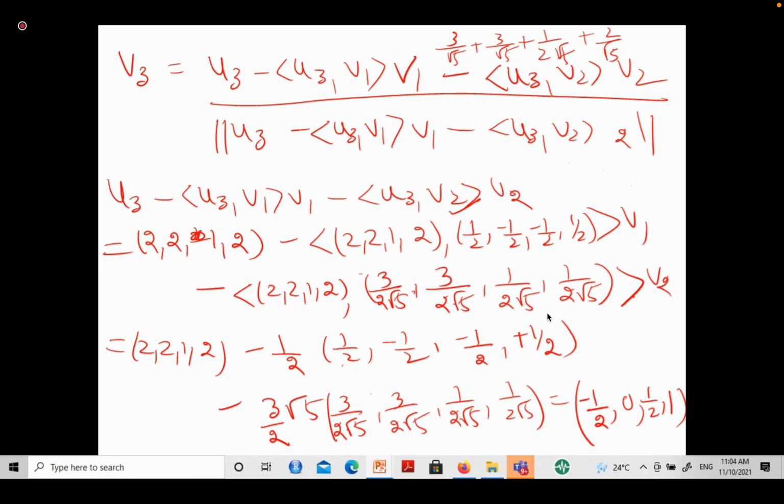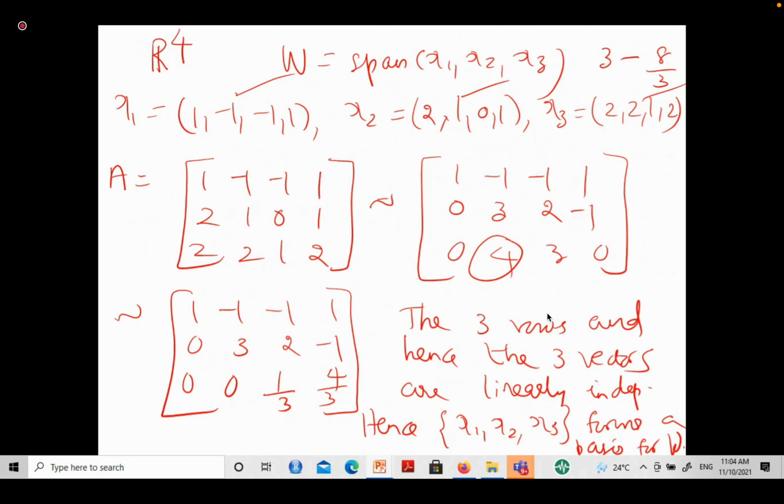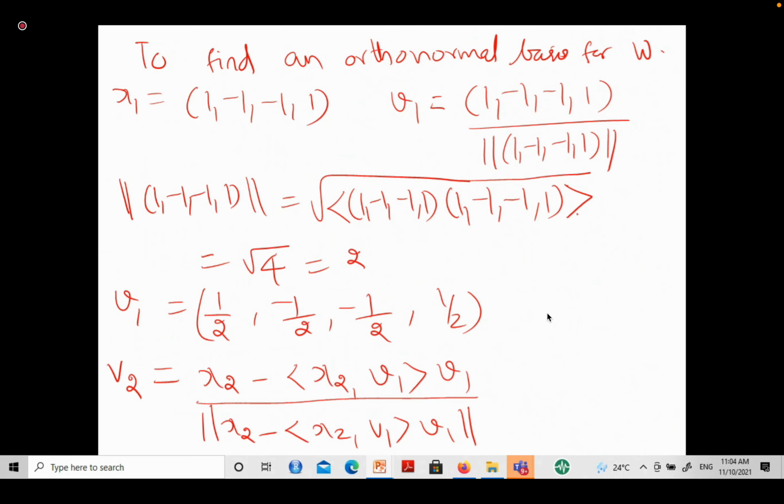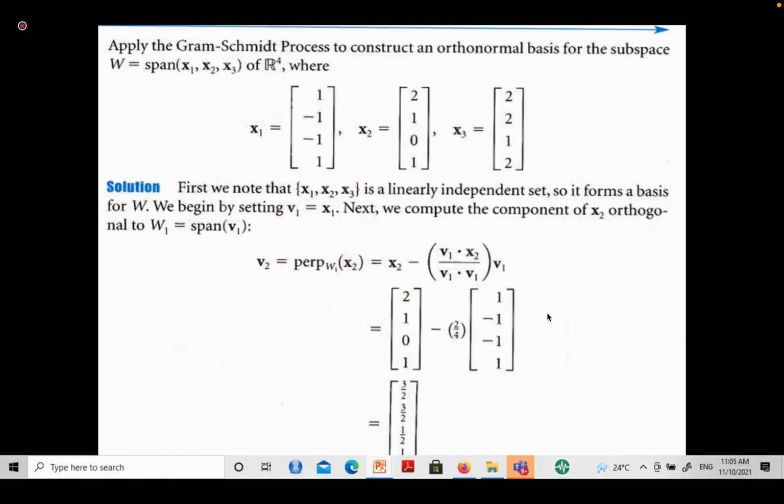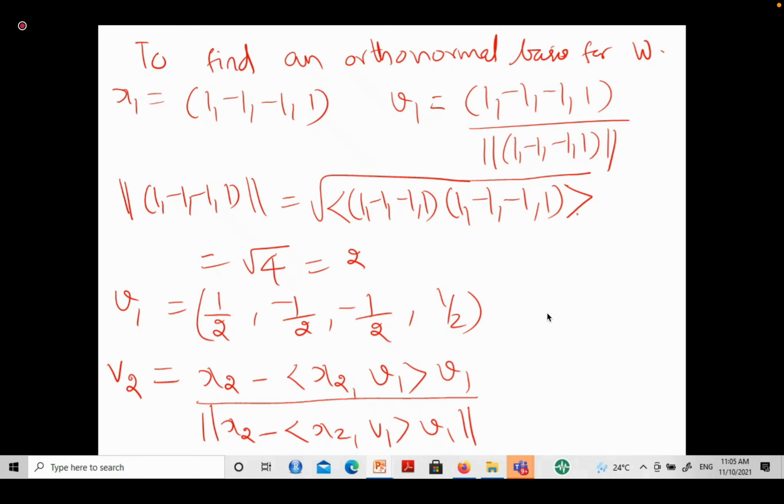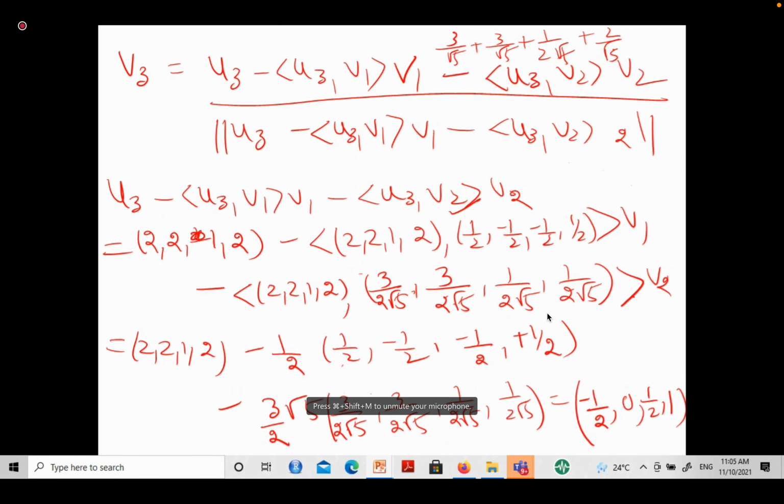Okay, shall we check? Minus 1 by 2, 0, 1 by 2, 1. Very simple. Check each of the vectors. This is orthonormal. Modulus is 1, check.